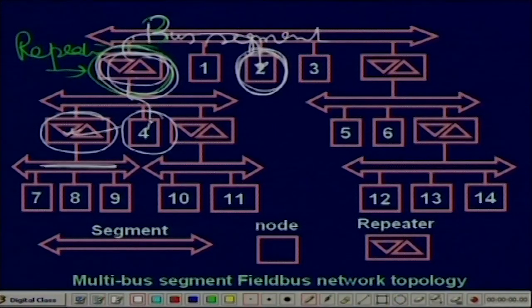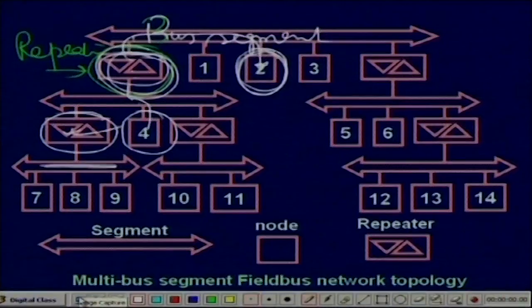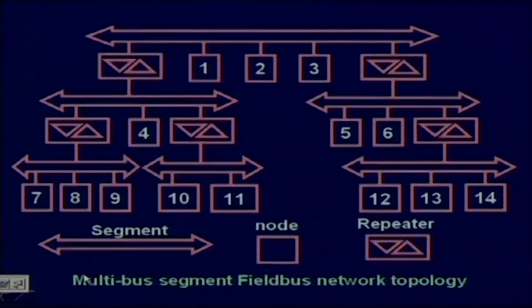So you can actually transmit data from one segment to another using such repeaters, and therefore you can configure a very, very wide network, or a network which sprawls over kilometers using a local area network technology.